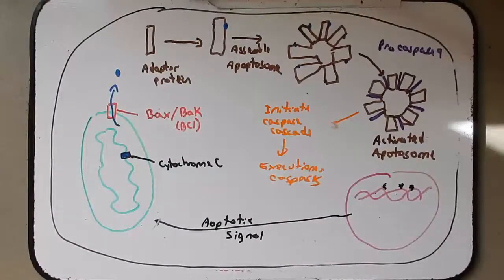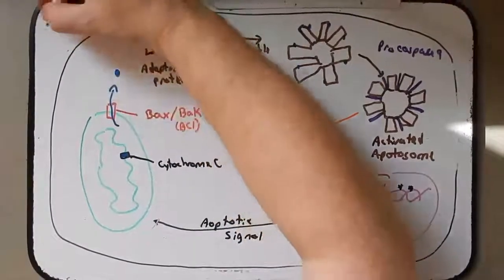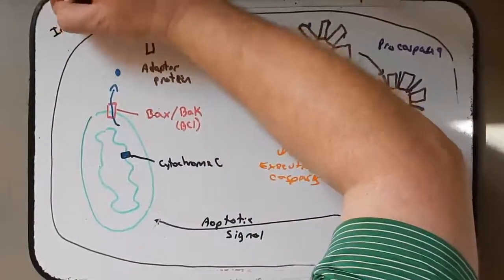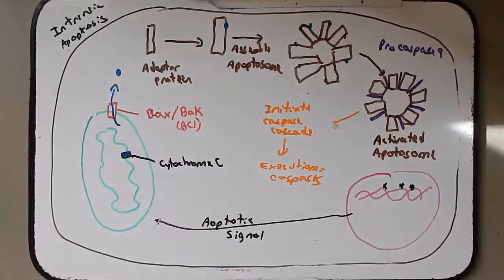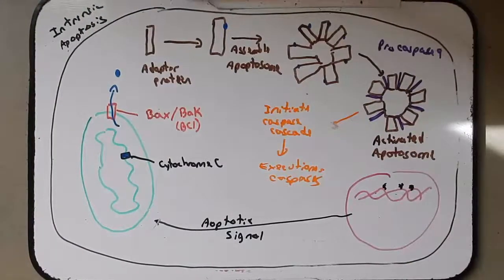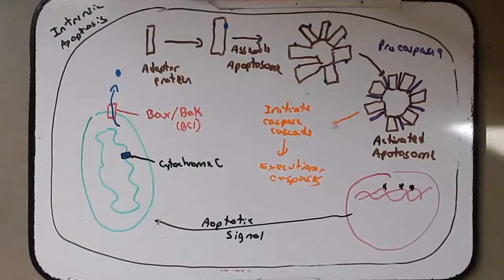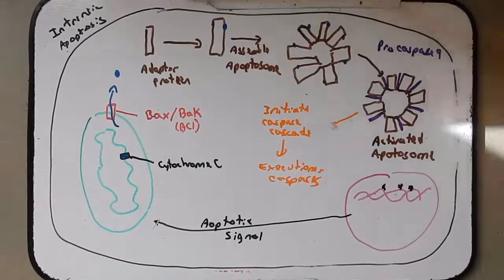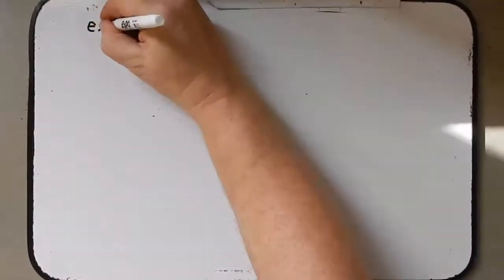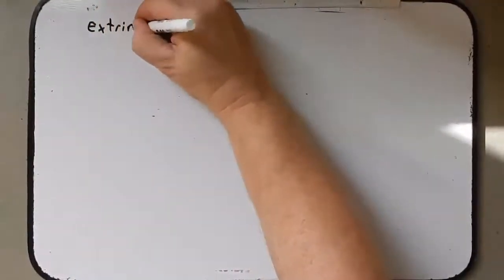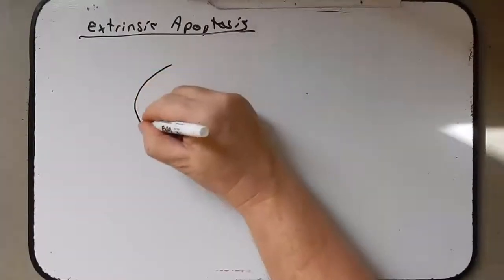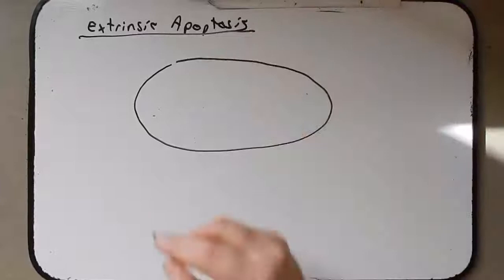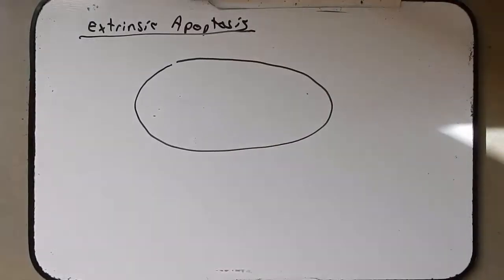So I don't think I said it before, this is an example of an intrinsic apoptosis, because this occurs within the cell because of signals received within the cell. So it's intrinsic. I want to spend just a little bit of time talking about an extrinsic apoptotic pathway. So extrinsic. This occurs when you have a cell here and it receives an apoptotic signal from the outside of the cell.